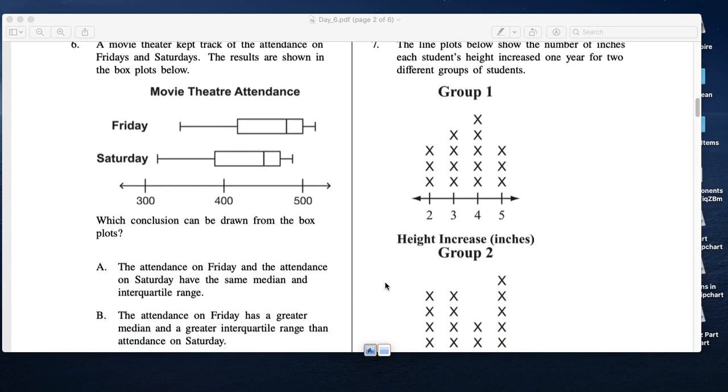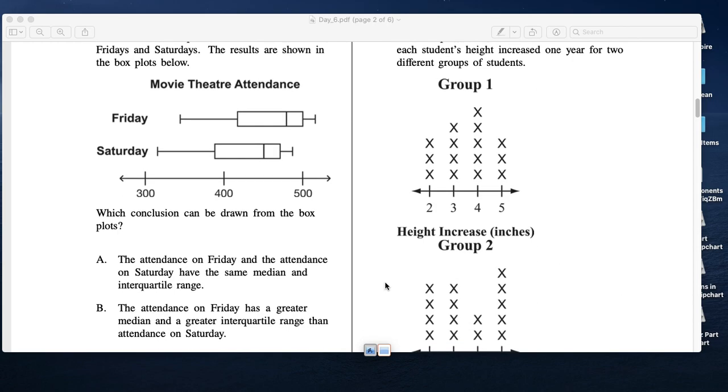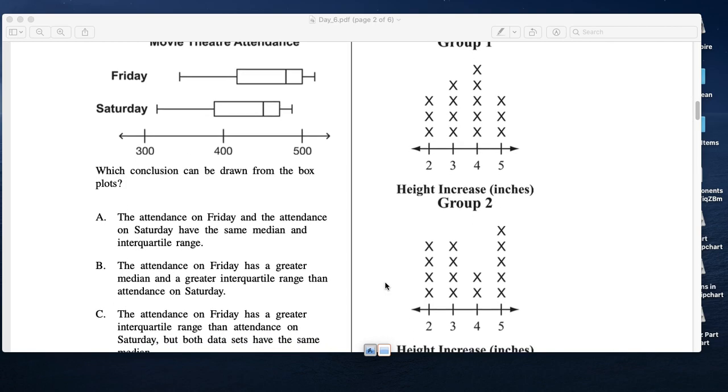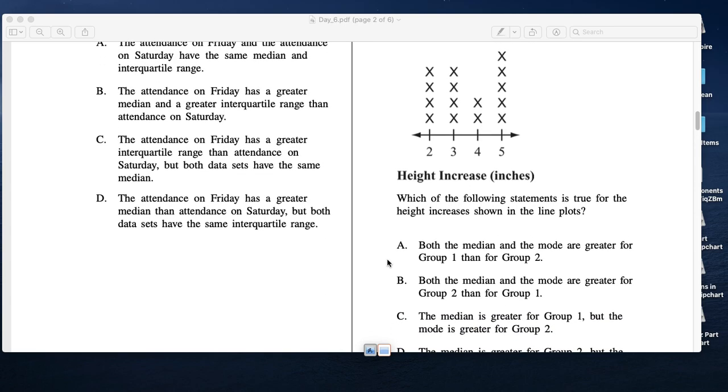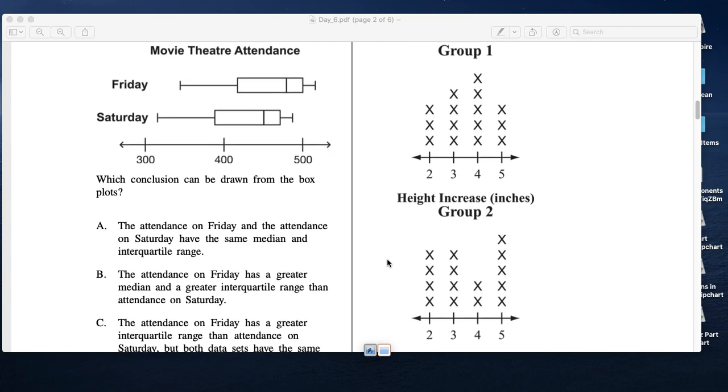7. The line plot shows the number of inches each student's height increased in 1 year for 2 different groups of children. Which of the following statements is true for the height increases shown in the line plots? All right, so let me read it from another page here. Both the median and mode are greater for group 1. No, because in group 1, well, actually, give me a second, guys. Let me just read it correctly.